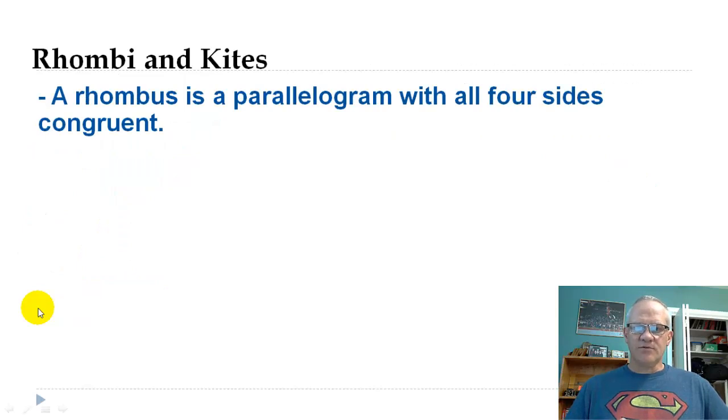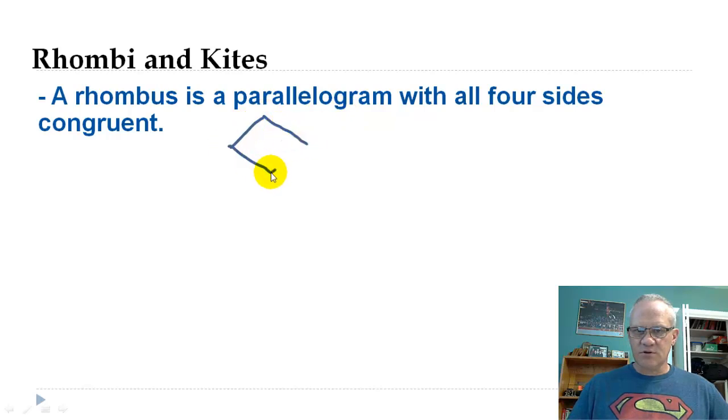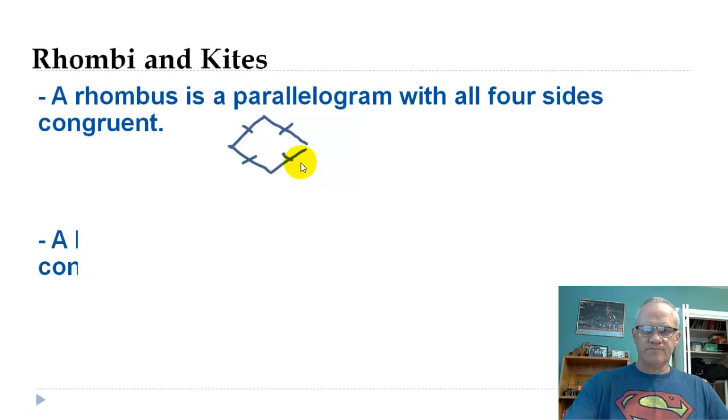All right, lastly, we're going to talk about rhombi and kites. Okay, a rhombus is a parallelogram with all 4 sides congruent. So if you remember, it's going to look something maybe like this, kind of a diamond shape, where all 4 sides, all 4 sides are congruent. That's what a rhombus is going to be.